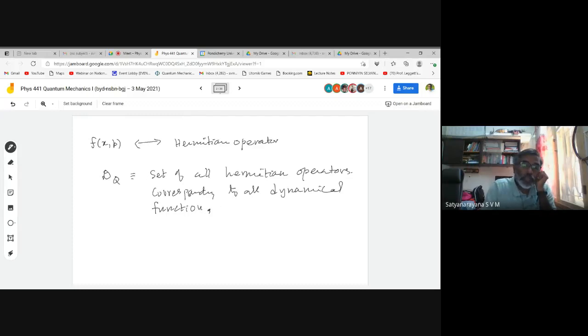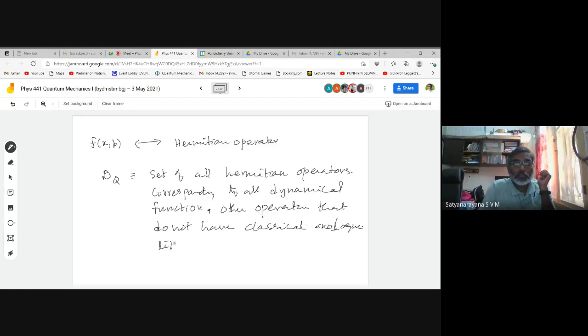This is one, and then there is also another one. Okay, other operators that do not have classical analog, like spin. So we cannot find any f of x comma p for spin, for example. This is a quantum mechanical property and which does not have any classical analog.